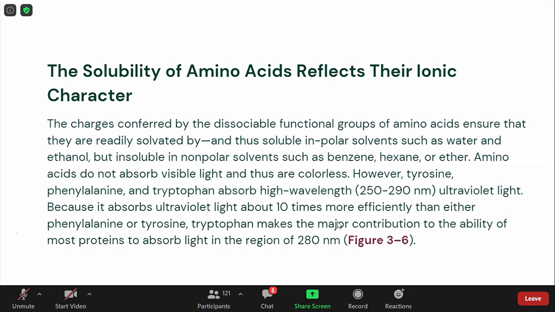The solubility of amino acids reflects their ionic character. We have already mentioned this. We have classified our amino acids into hydrophilic and hydrophobic. They are soluble in polar solvents.